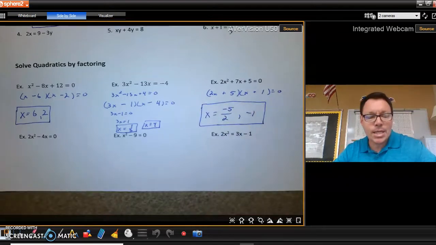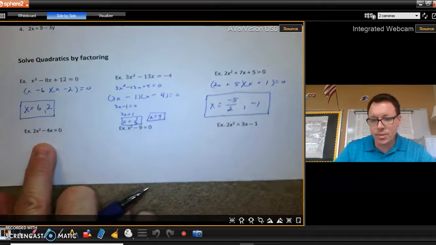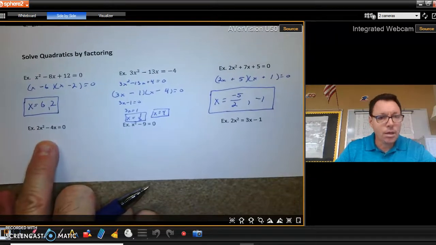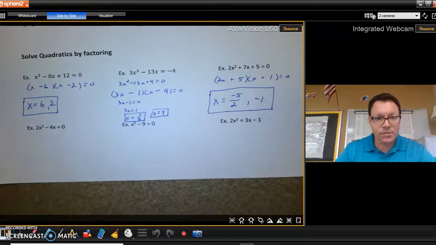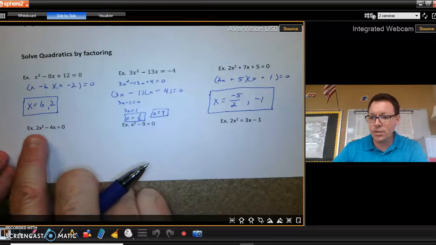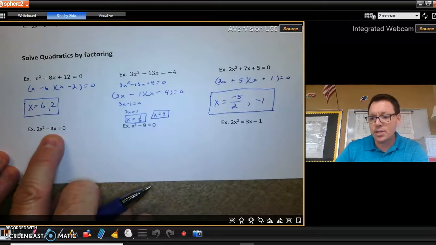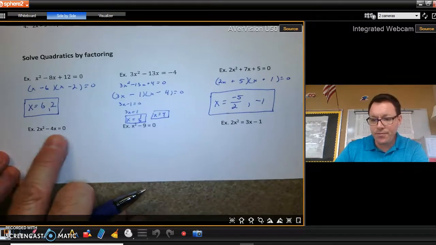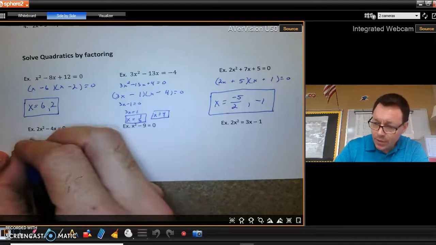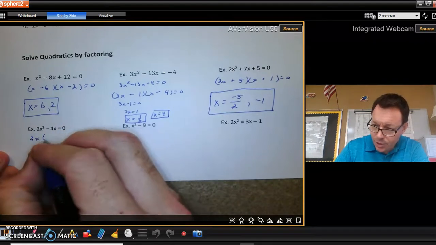Okay? Now, do not get tricked by the next one. The next one is easy. All you have to do on this is just factor out a greatest common factor. Okay? You've got your quadratic term. This is called the quadratic term. It's got the x. This is your linear term. And there's no constant. So just factor out the greatest common factor, which is a 2x.